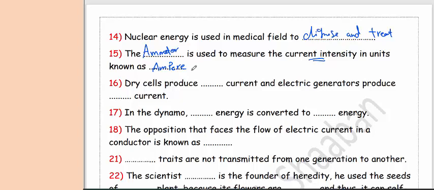Let's remember together about the potential difference. Which device is used to measure the potential difference? Voltmeter. What is the measuring unit for potential difference? Volt.